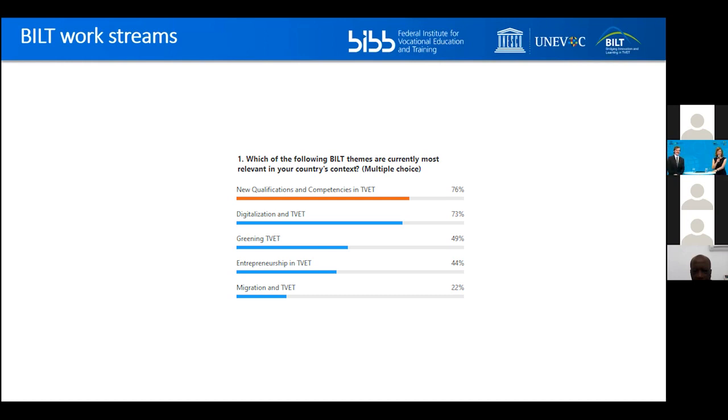Sure, I can. I think digitalization may also be in second place because of the current COVID situation, and digitalization in TVET has risen in importance with this situation. In third place is greening TVET, obviously also an important theme that has also risen in importance with COVID, then entrepreneurship, and then migration in the last place. So we can see that all of these themes are relevant for you, but in a different order. Thank you for responding to the survey and for giving us this impression.